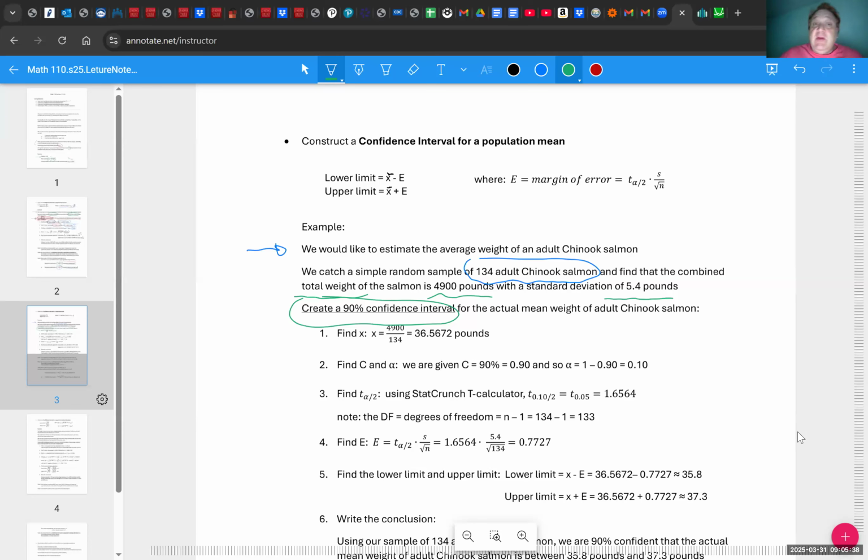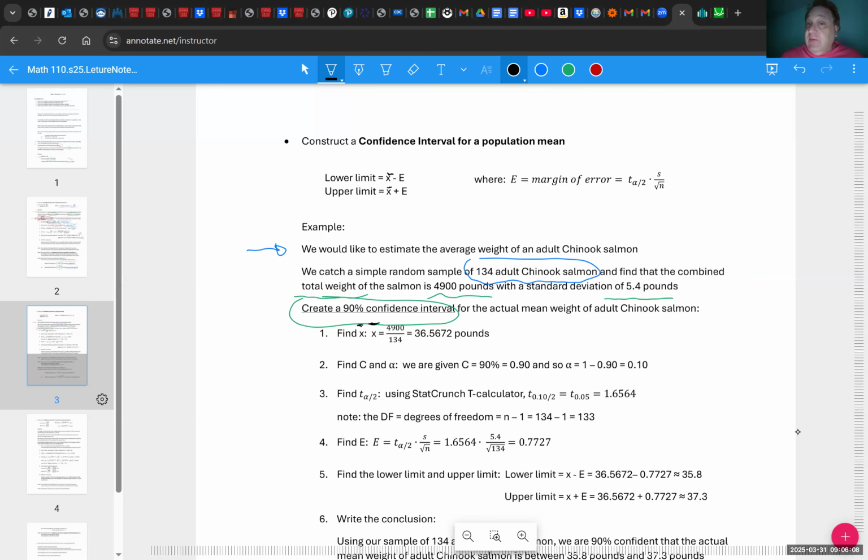All right, so let me run you through the steps on how to create this confidence interval. Step number 1, we need to find the sample mean. The sample mean is X bar. So our first step right here is to find X bar. X bar is the mean, the average, which means you have to add up all the numbers together and divide by how many there are.